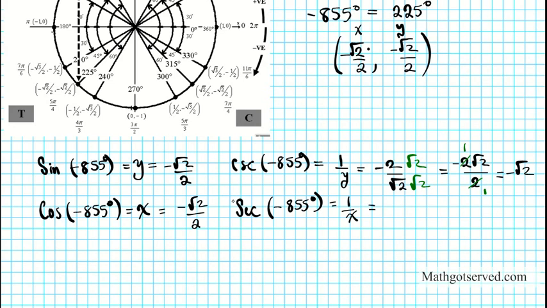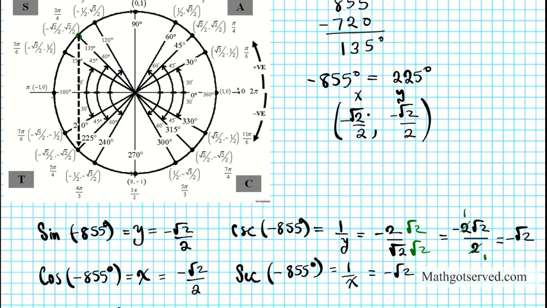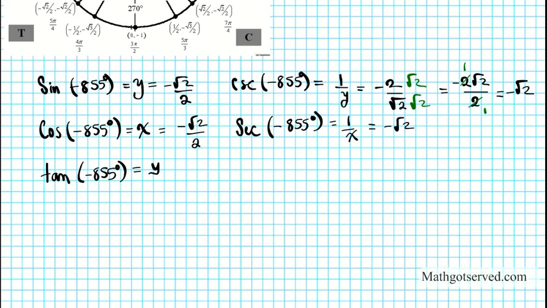So if I reciprocate negative root 2 over 2, this whole procedure will take me to negative root 2 because they're identical. Now tan, what is tan of negative 855? Well, if you consult your unit circle ratios, tan is y over x. So y over x, we're going to have y, which is negative root 2 over 2, divided by x, negative root 2 over 2. Okay?